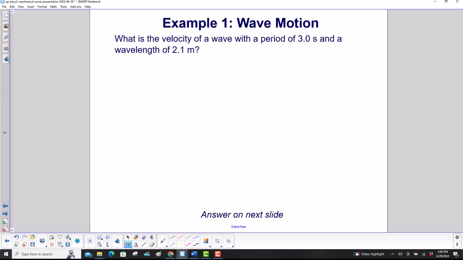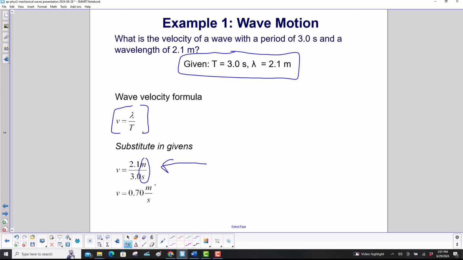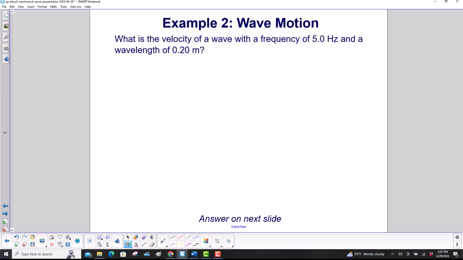Let's work some examples. What is the velocity of a wave with a period of 3.0 seconds and a wavelength of 2.1 meters? We start with our givens, period and wavelength. We use the wave velocity formula. Velocity is wavelength over period. Substitute in the givens, and let's check the units here. Meters per second, yep, that's velocity. 0.70 meters per second.